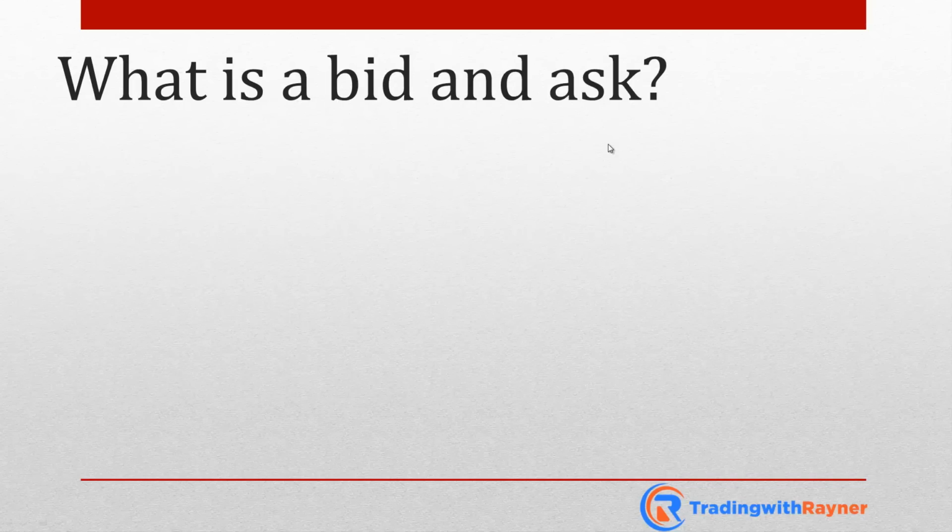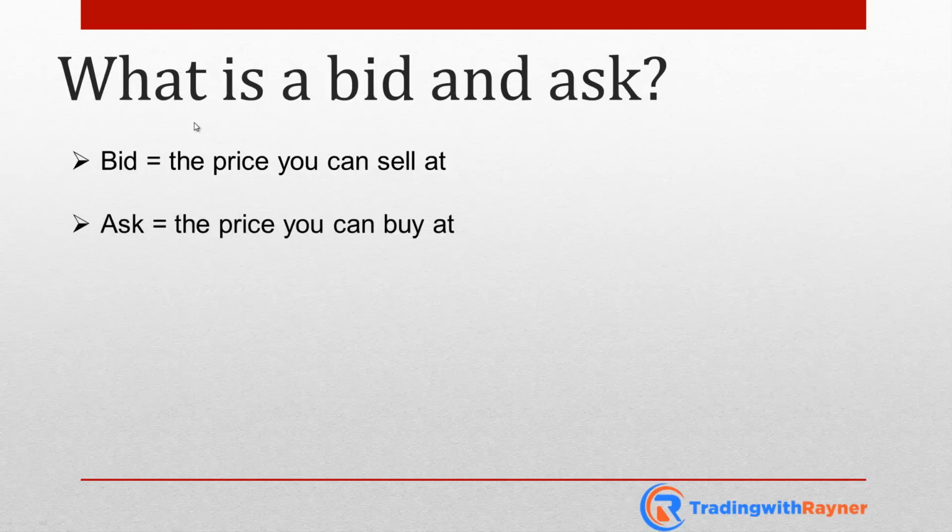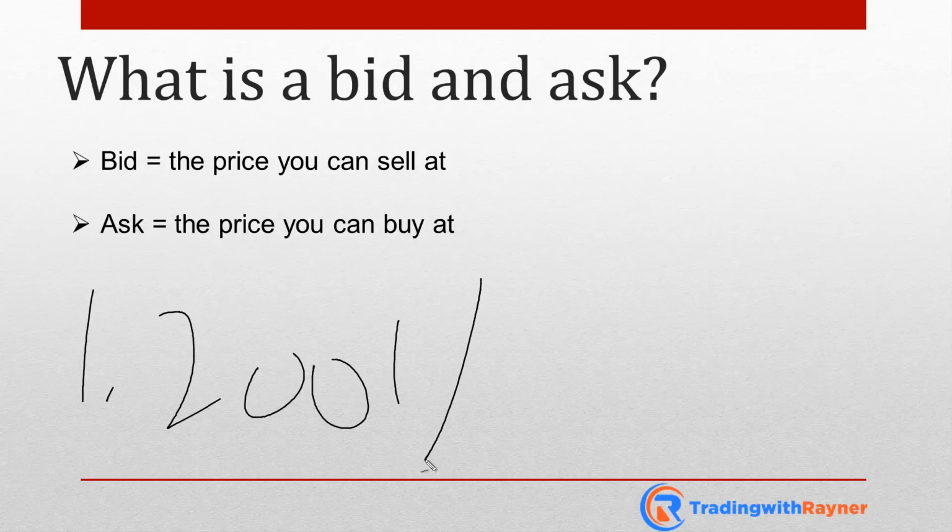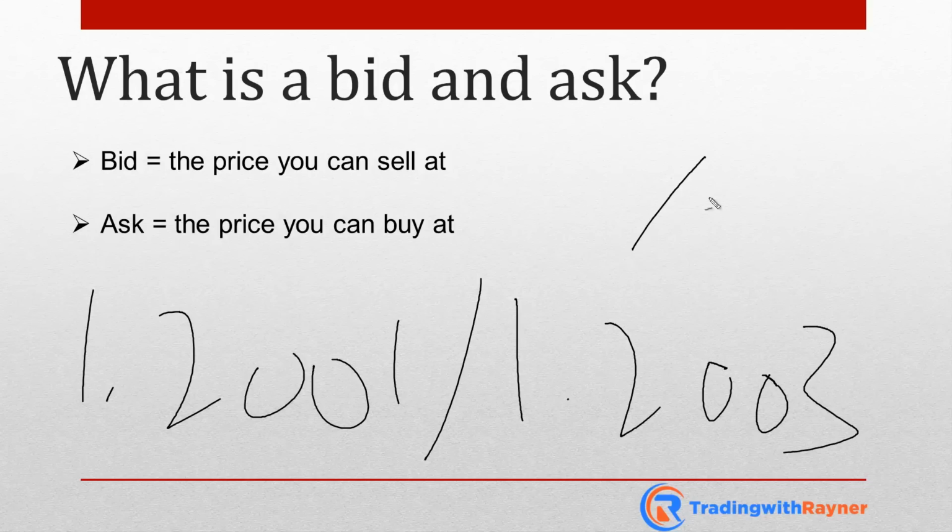So what is the bid and ask? The bid refers to the price that you can sell at, and the ask is the price that you can buy at. Whenever you're trading Forex or stocks, it's not just one price. It's always two prices, the bid and the ask. Let me share an example. Let's say euro dollar is trading at 1.2001 slash 1.2003. The higher value is always the ask, and the smaller value is always the bid.